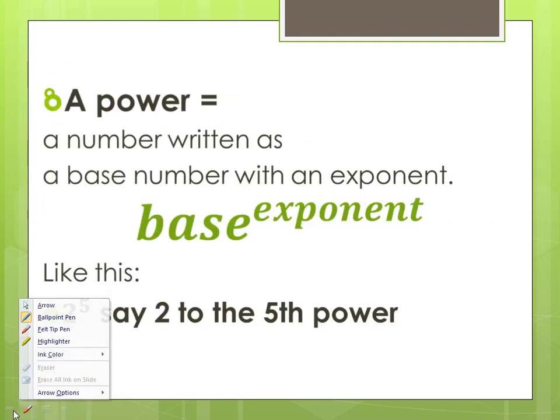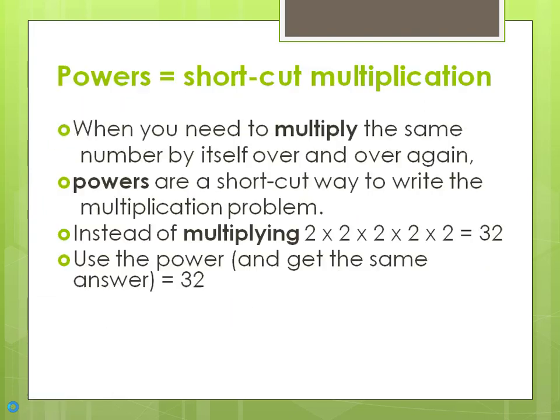But let's talk now about how powers are a shortcut for multiplication. When you need to multiply the same number by itself over and over, so we multiply 2 by 2 by 2 by 2, 5 times, we say that the answer is 32, and we say that it's 2 to the power 5.